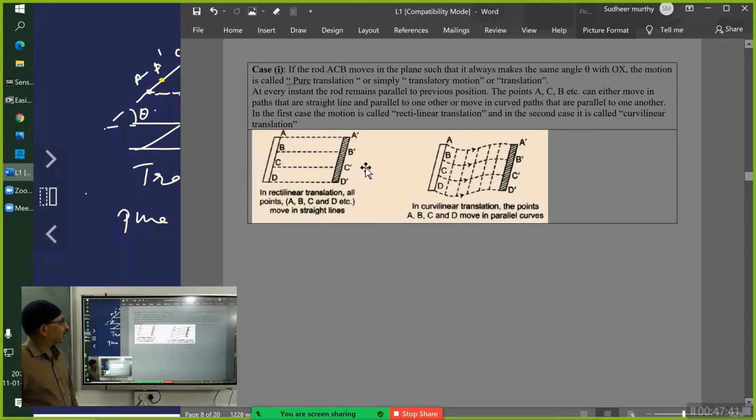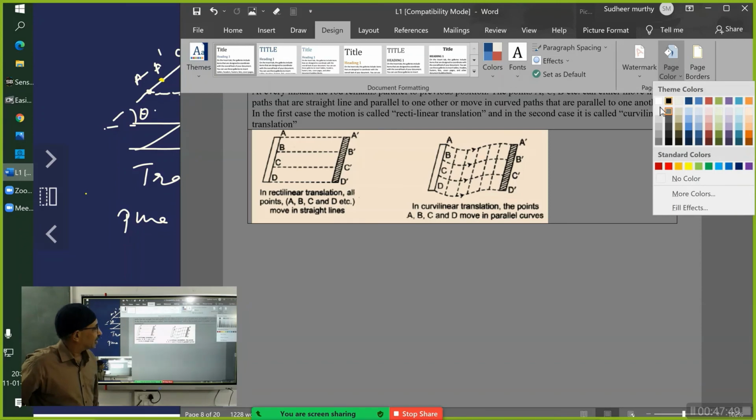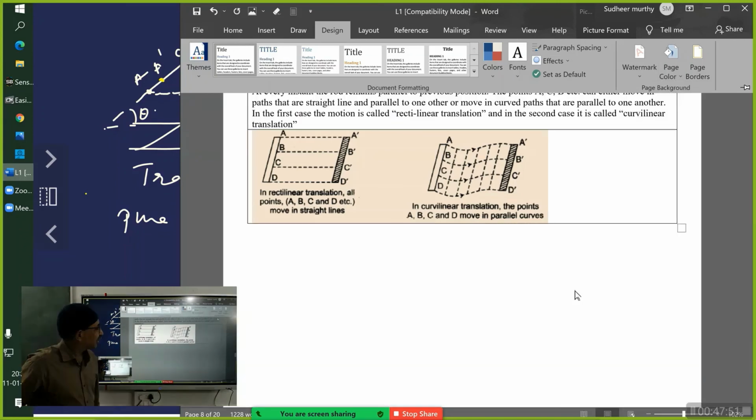So I think this diagram I have already shown you earlier. First class only I showed you. I changed the page color. Should change the page color.